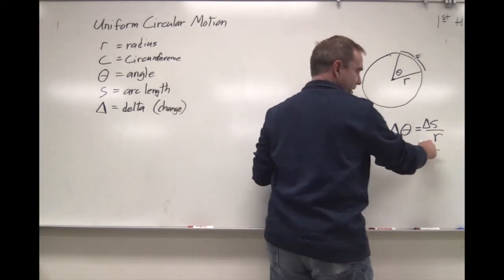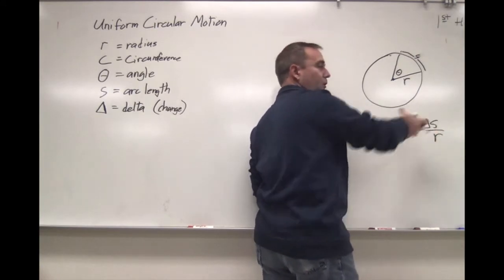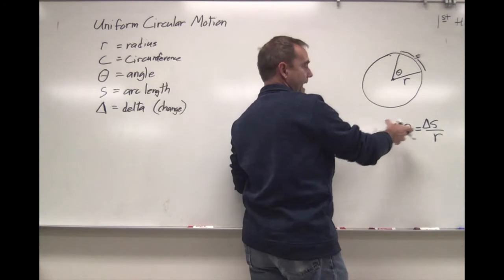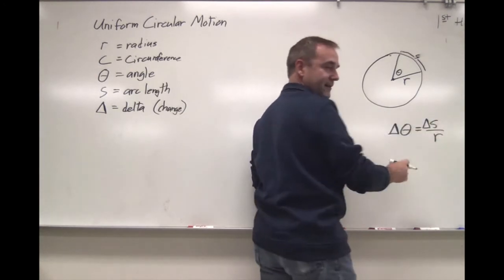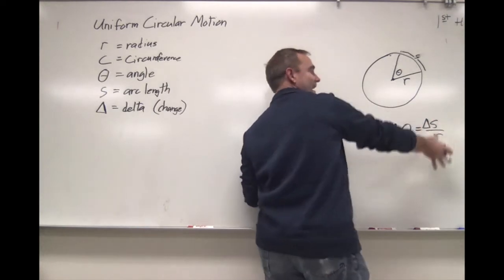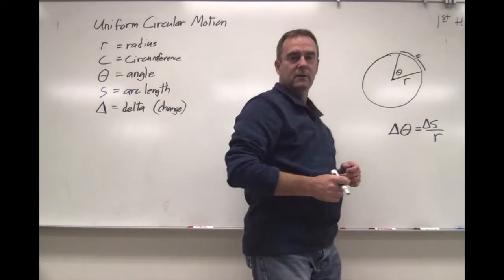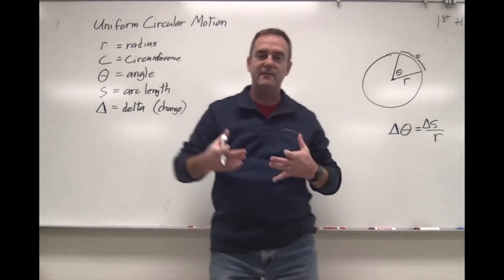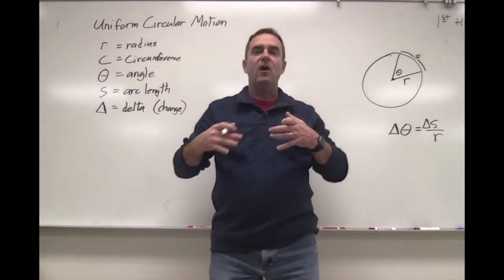So if you made the radius smaller, and in a fraction, if you make the bottom smaller, it makes the whole thing bigger. And you kept the arc length the same size, well, then that means this thing gets bigger, which means this thing gets bigger. A larger angle because the radius got smaller with the same arc length. It's all a relationship. It's all interrelated.